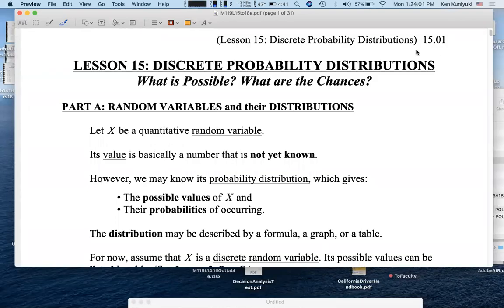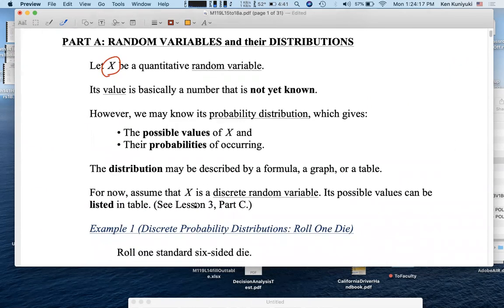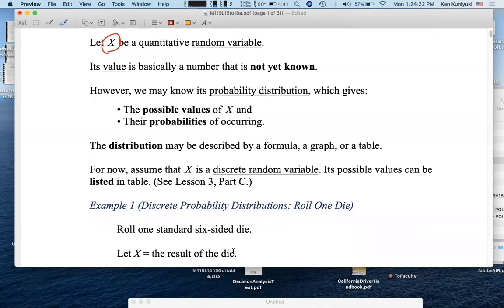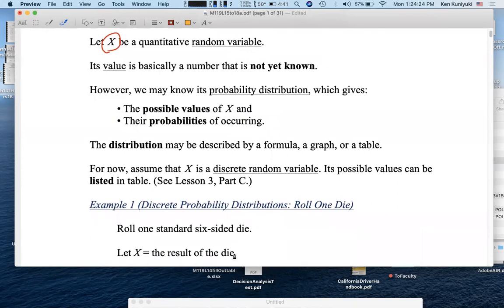Hi, everyone. In lesson 15, we're going to discuss discrete probability distributions. What is possible and what are the chances? So we're going to let X, remember him? We're going to let X be a quantitative random variable. For example, in example 1, if you roll a standard six-sided die, let X be the result of that die.